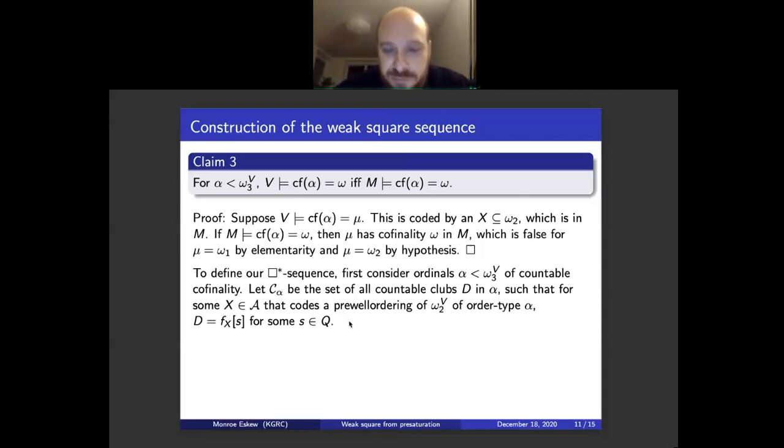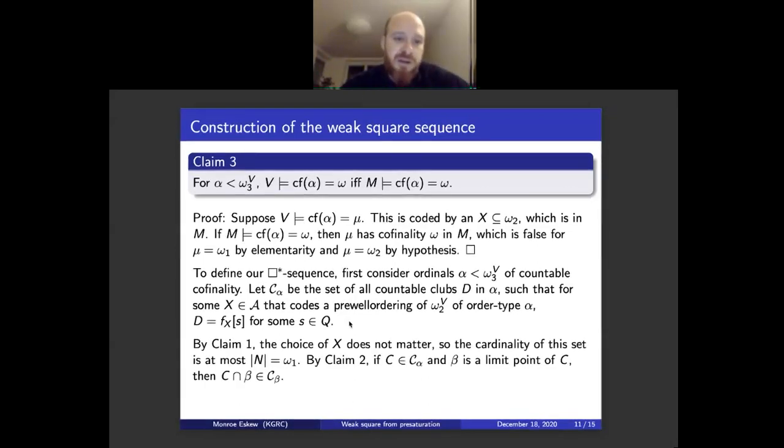At such an ordinal alpha, let C alpha be the set of all countable clubs in alpha. So this can be any order type, but closed unbounded sets that are countable. And only the ones that have the following property. For some approximated set X that codes a pre-well ordering of omega 2 V of order type alpha, this club is the image under that coded surjection of some S from Q, which means it's one of these countable sets from the elementary submodel. Okay, so we only take that.